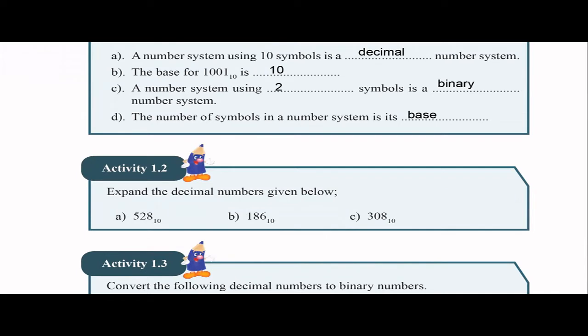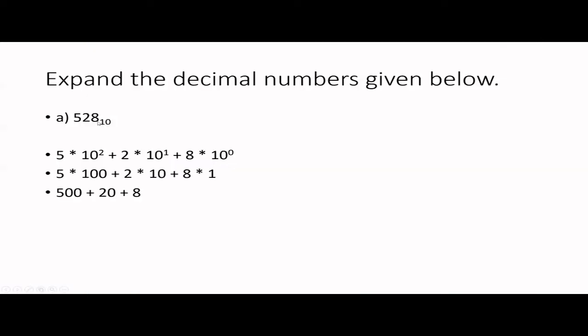Activity 1.2, expand the decimal numbers given below. I will show the answers. First one is 528, base is 10. This is a number in the decimal number system, so you can see the base is 10. You have to go with the place values related to 10. The weighting factors we are using are 10 to the power 0, 10 to the power 1, 10 to the power 2. This is the decimal number system, so the weighting factors will be powers of 10.